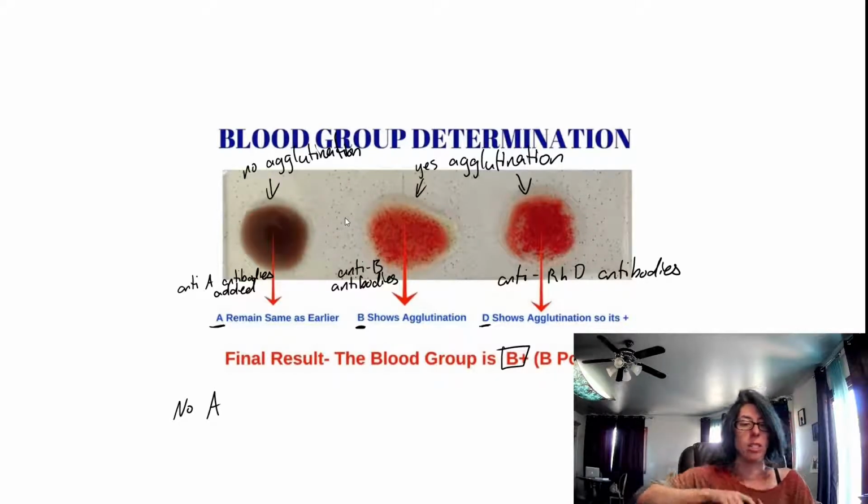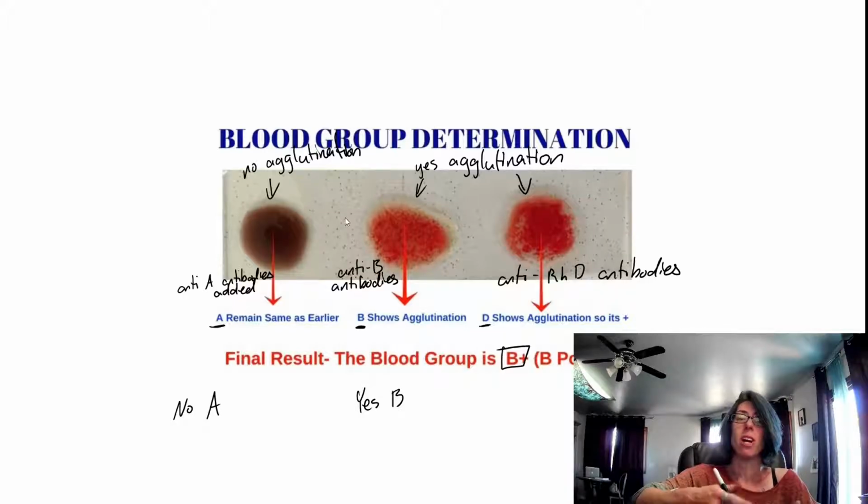All right, now let's look at the second well. In the second well, we've added anti-B antibodies. That means we've added antibodies that attack blood type B. They're anti-B. They're antagonistic to B. And they did attack. They only attack B, so if they're attacking, that means that B must be there. The B glycoprotein must be there. So yes to B. And then in the third well, we've added anti-RHD antibodies. Antibodies that attack the RHD glycoprotein. We see agglutination.